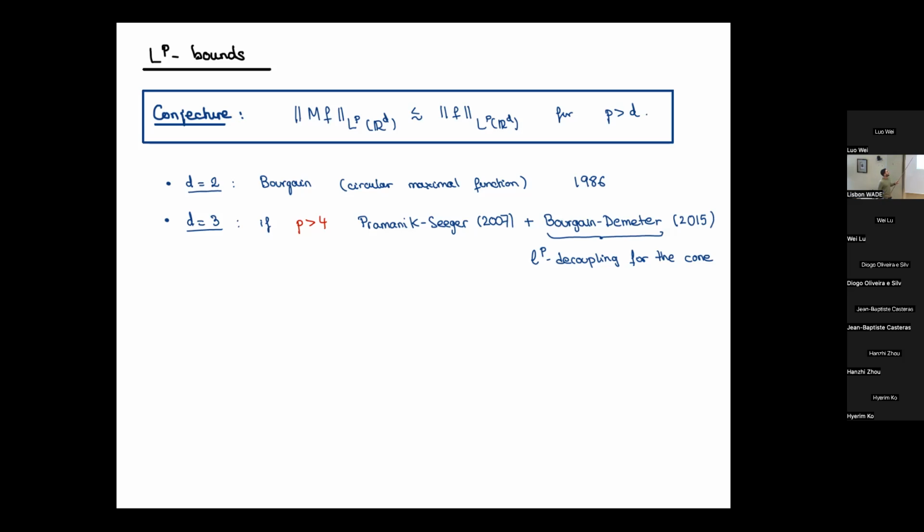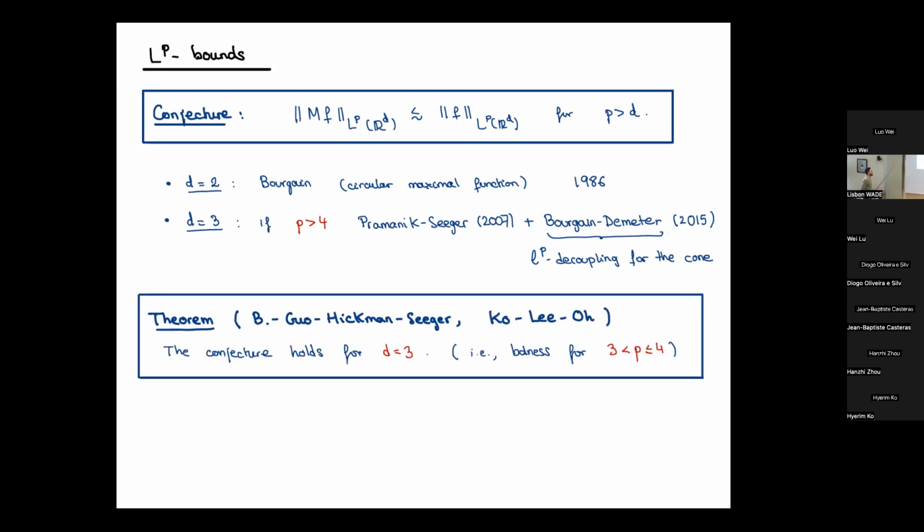And in dimension 3, prior to our work, there was the following result: for p greater than 4, the work by Pramanik and Seeger in 2007 was giving a partial result that was depending on some other conjecture. That other conjecture was later solved by Bourgain and Demeter. So then joining this with the conditional result, they could go down to p greater than 4. But indeed in 3 dimensions, the result that one expects is p greater than 3.